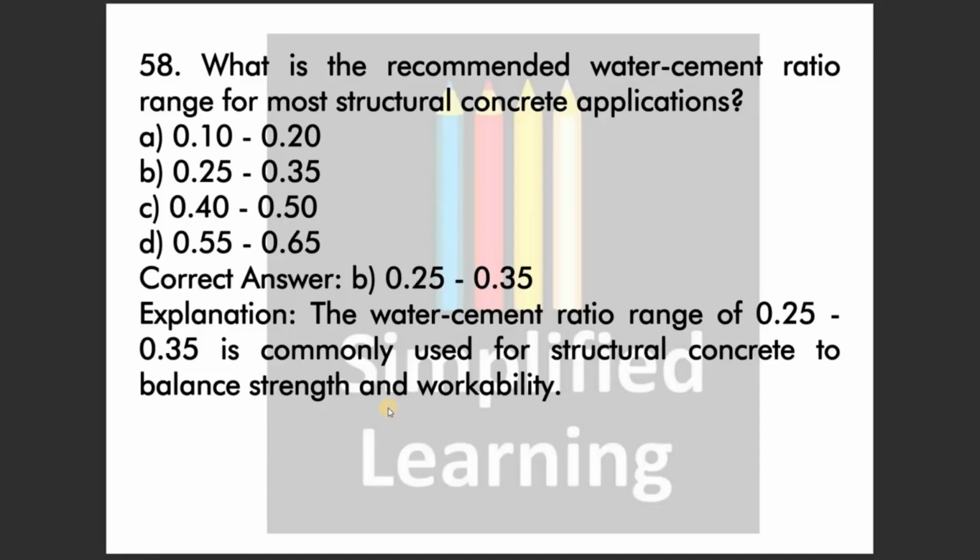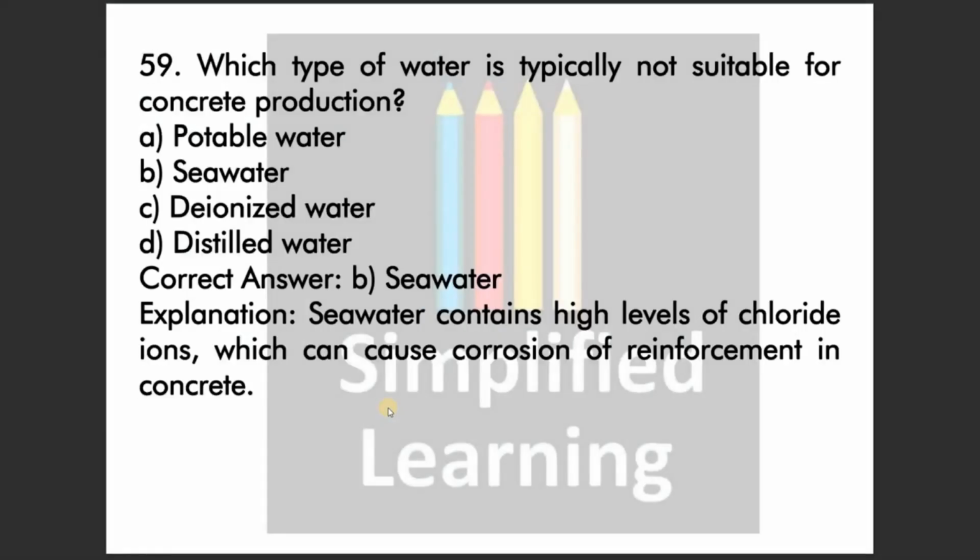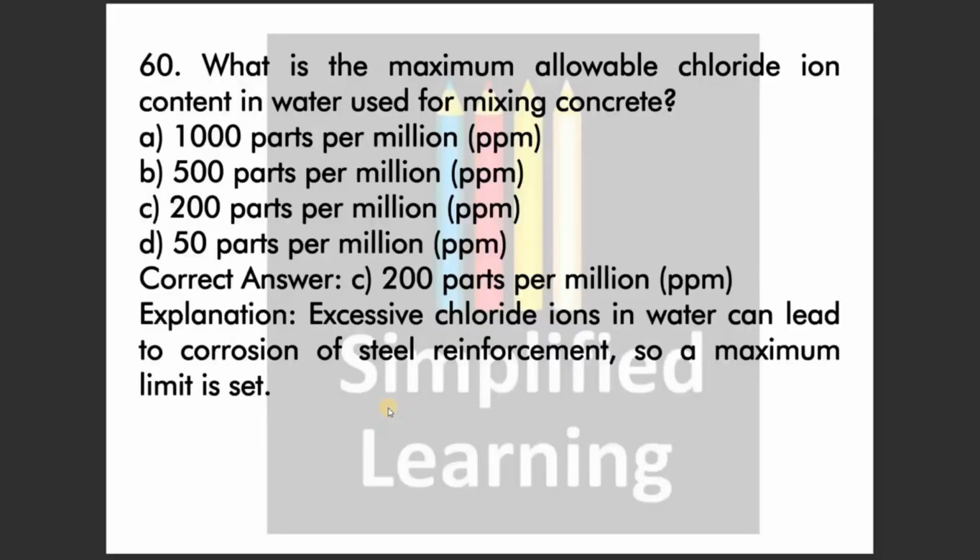What is the recommended water cement ratio range for most structural concrete applications? The range is 0.25 to 0.35. Okay, water to cement content should go in the ratio range of 0.25 to 0.35. Then which type of water is typically not suitable for concrete production? Obviously, it is going to be seawater. See, potable water has no problem, deionized water has no problem, distilled water will not be containing anything which will be harmful for concrete. But seawater consists of high salinity, high contents of chloride ion. They are going to cause corrosion of the steel, that is, they are going to corrode the reinforcement.